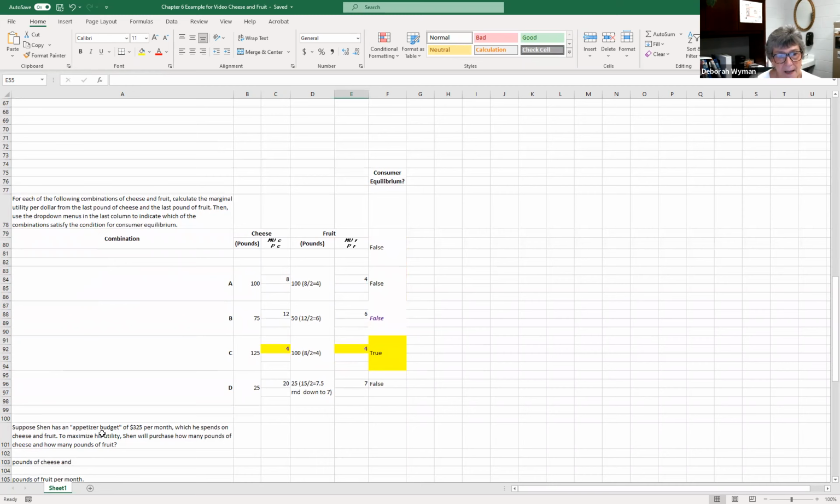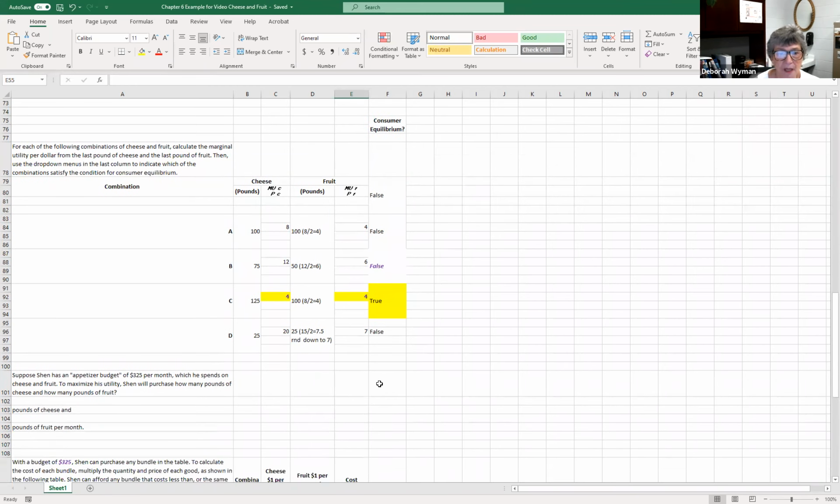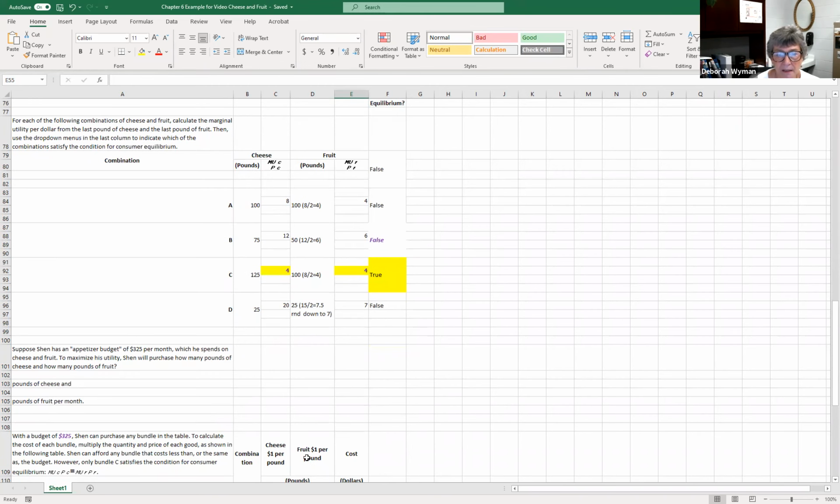Suppose Shen has an appetizer budget of $325 per month, which he spends on cheese and fruit. To maximize his utility, Shen will purchase how many pounds of cheese and how many pounds of fruit? So this problem is asking us pounds of cheese and pounds of fruit per month. How many, right? And cheese is $1 per pound and fruit is $2 per pound, right?